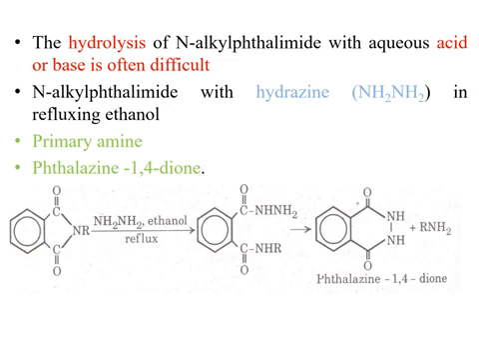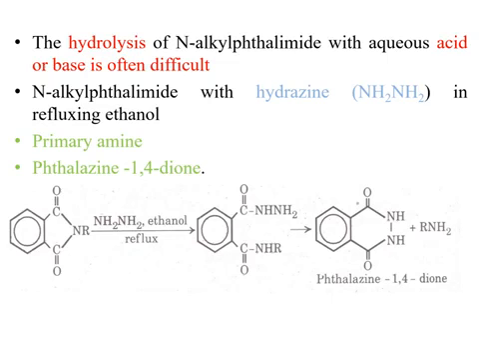To conduct the reaction, hydrazine is also not available in the form of hydrazine. In the laboratory, hydrazine is available usually in its salt form. So we use its solution, and its solution will produce hydrazine in situ. So rather than hydrolysis with aqueous acid or base, the alternative method is refluxing of N-alkyl phthalimide with hydrazine in the presence of ethanol as a solvent under reflux conditions. Initially, this N-alkyl phthalimide will rupture to a complex molecule.